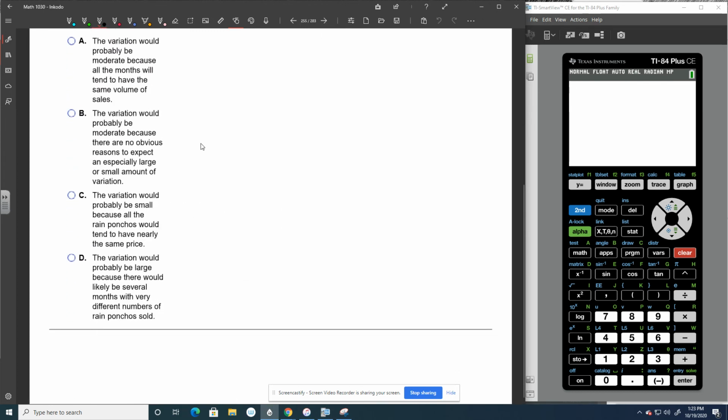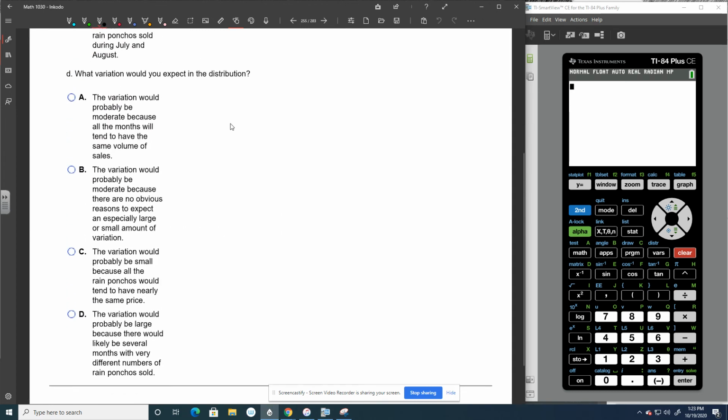Okay. And then part D, what variation would you expect? It's probably going to be a large variation because a lot of people are going to probably come in the summer. And then from there, it's going to spread out over the rest of the year. So I would expect there to be quite a bit of variation just because all the different numbers sold the rest of the months is going to vary quite a bit from that peak in the summer. Like in December, I don't think very many ponchos are going to be sold as opposed to in July. So we expect a lot of variation.